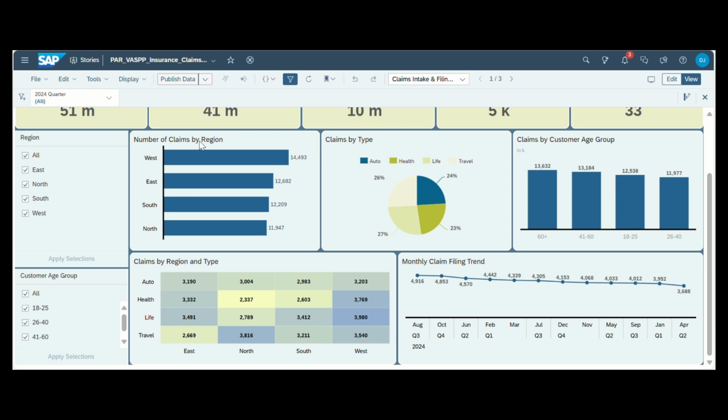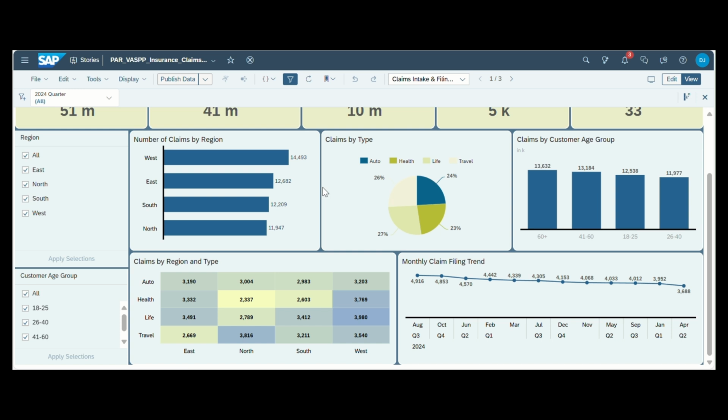To the left, the number of claims by region is visualized through a horizontal bar chart. The West region leads with 14,493 claims, followed by East, South, and North. This regional breakdown gives leadership teams and local managers a clear sense of claim concentration, pointing to either high policy penetration or potential regional risk events like weather patterns, infrastructure issues, or fraud zones.